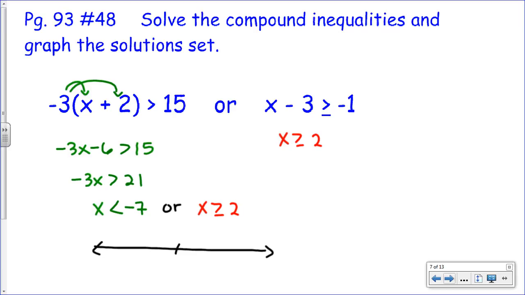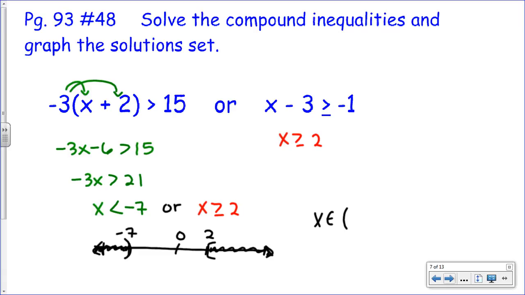Now let's graph first. So -7, 2. Okay, x is less than -7. Do I shade left or right? Left. Would I have a bracket or parentheses at -7? Parentheses, good. x is greater than or equal to 2. Would I shade left or right? Would I have bracket or parentheses? Bracket. Good.